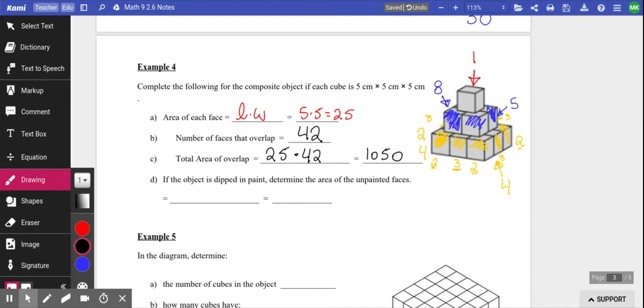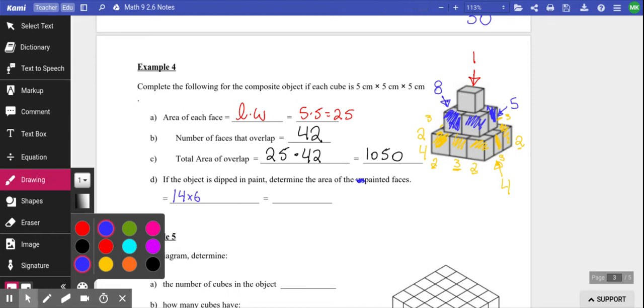Again, if we wanted to do the painted side, let's try the area of the painted side. You would need to do the area of all the cubes and then minus the area of the overlap. You need to count the number of cubes. There's 1, 2, 3, 4, 5, 6, 7, 8, 9, 10, 11, 12, 13, 14. There's 14 cubes total. Each one has 6 sides. Each area of a side is 25. That would give me the area of all the cubes.